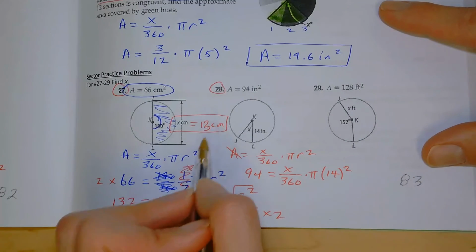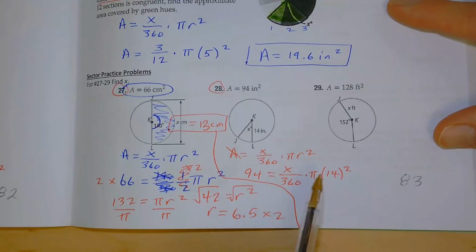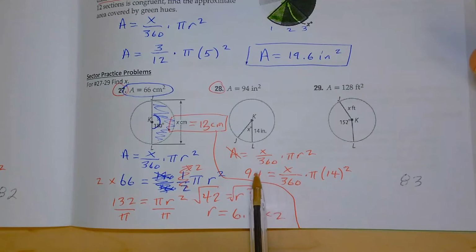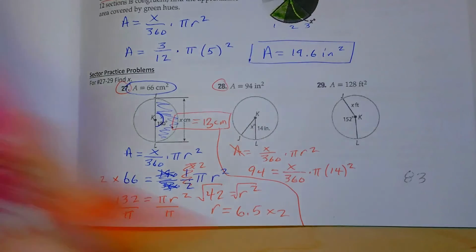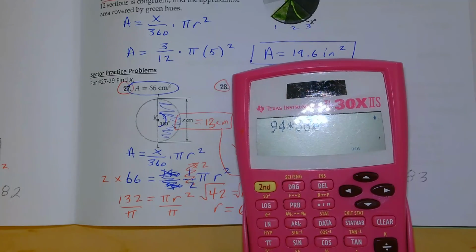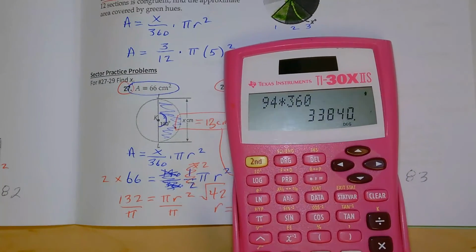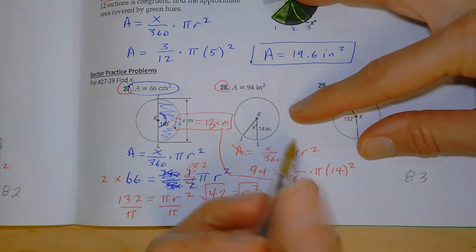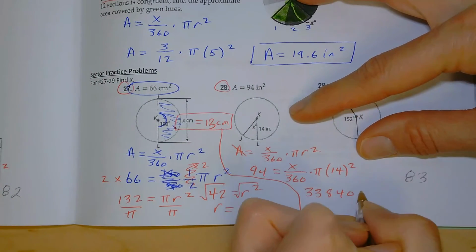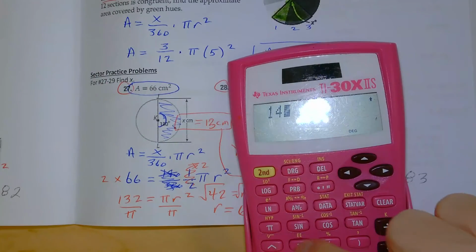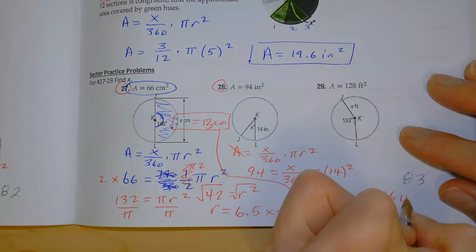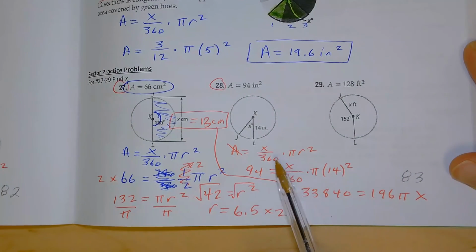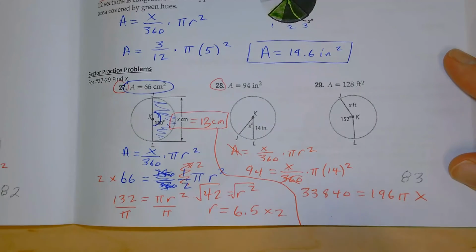So again, this is just algebra. Okay, so you can do this in whatever order you want. I'm going to times by 360. I'm going to divide by pi, and I'm going to divide by 14 squared. So let me show you what you can do, and I want to give you a helpful piece of information here. If I'm going to first times by 360, I like to move that first. So that's 33840. 33840 equals, and if you don't remember what 14 squared is, it's 196. So I'm going to make this 196 pi. And then there's an x over there also, because I moved my 360, but the x is still there.